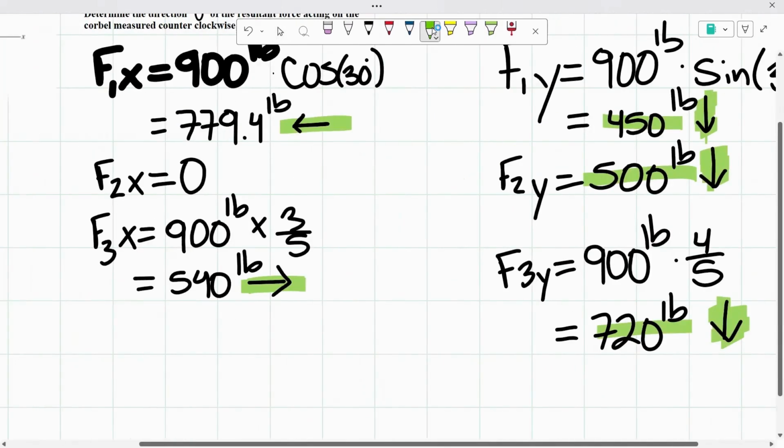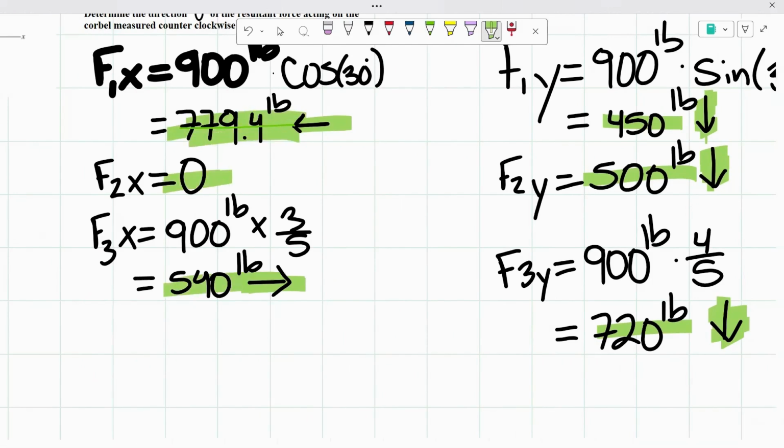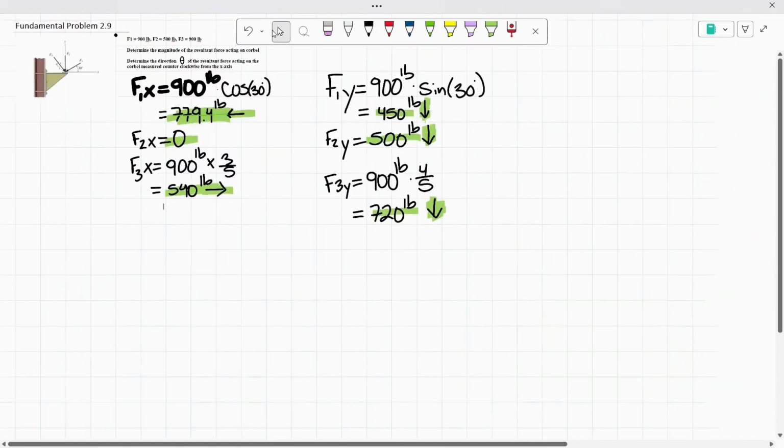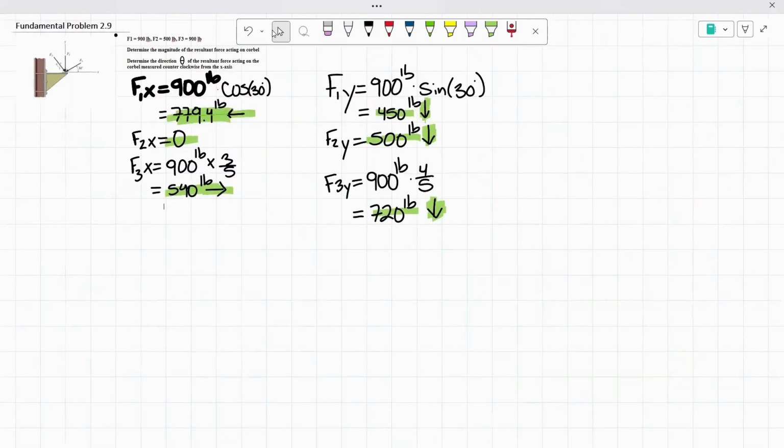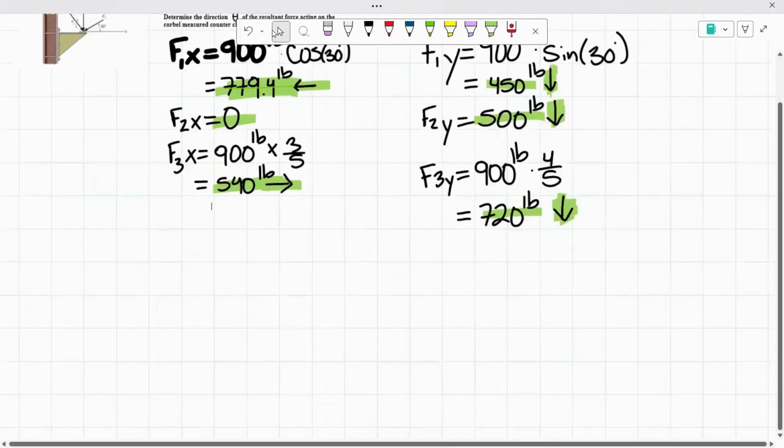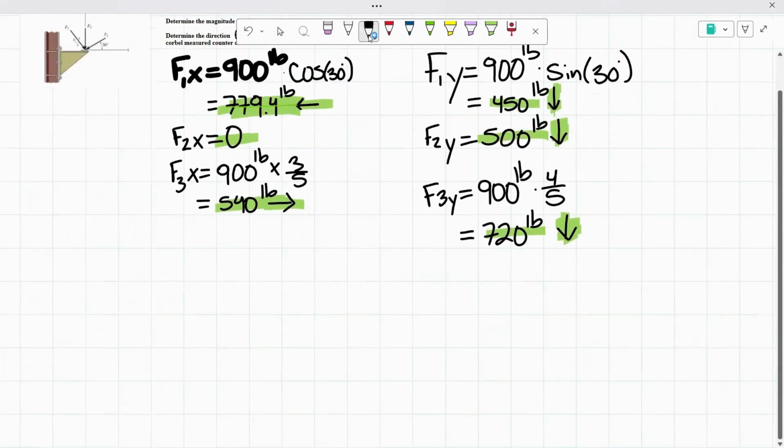Now that we have our horizontal and vertical components, what we're going to do next is evaluate the net horizontal and net vertical components of these forces. So we're going to try to find the sum or the net of all the horizontal forces. We're going to first set up. We're going to assume that going right is positive. That's our annotation, that right is positive.